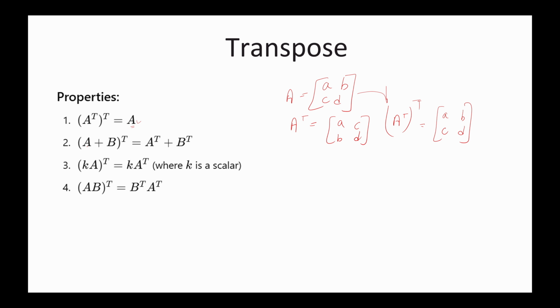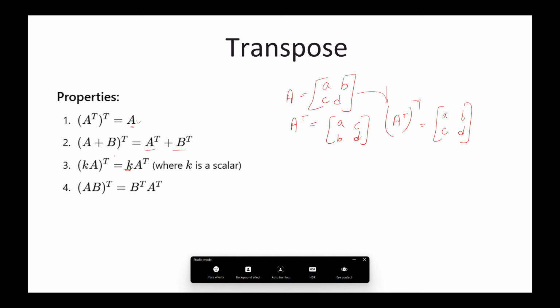And let's say if I have A plus B whole transpose, then simply I can take the transpose of the matrices separately and then add them. Let's say if I have a constant K multiplied to the A matrix, again the constant causes no effect to the transpose of a matrix.